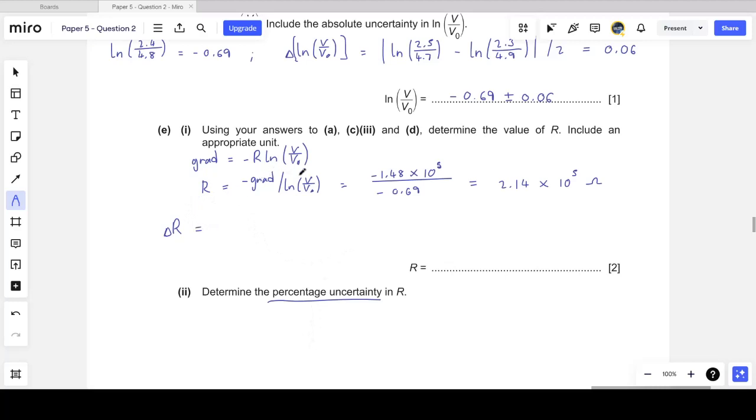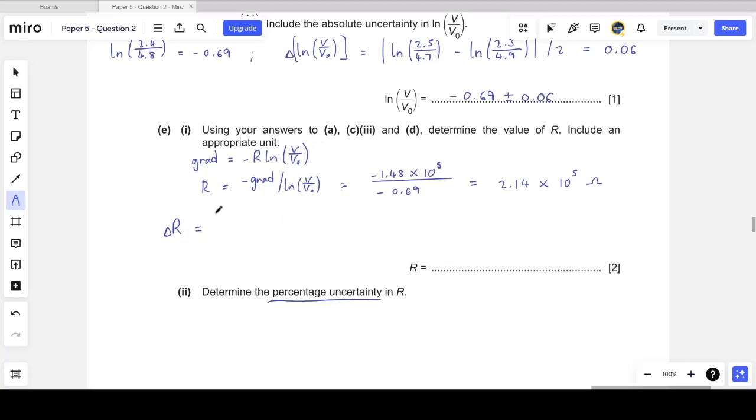The absolute uncertainty, delta R. Now R is gradient over the log of something. So R is a quotient. It's one number divided by another. When we're having one number divided by another, that gives us a quantity, then the uncertainty in that quantity must be calculated as its fractional uncertainty. So delta R over R is delta gradient over gradient plus delta log of V over V naught over log of V over V naught.